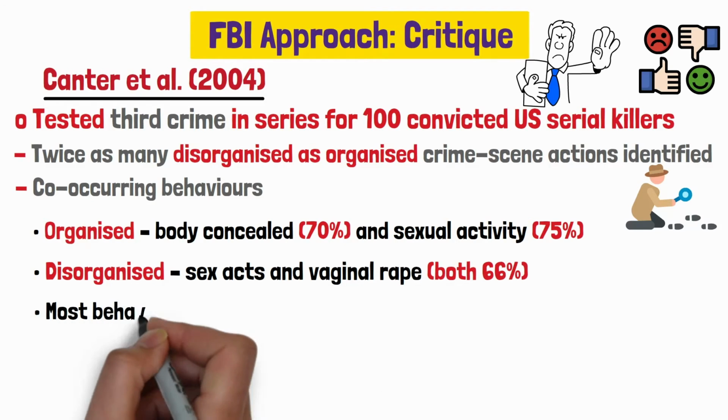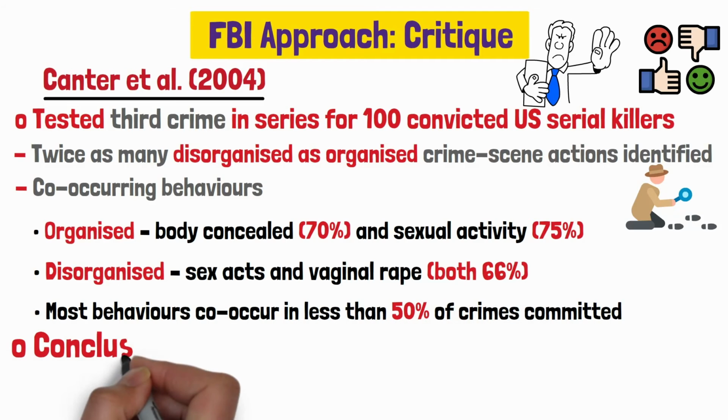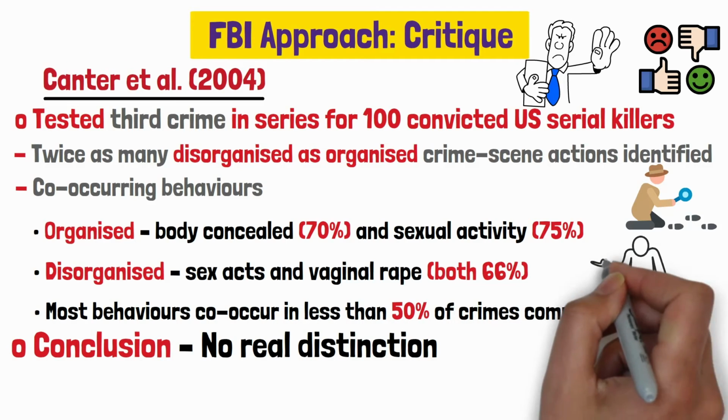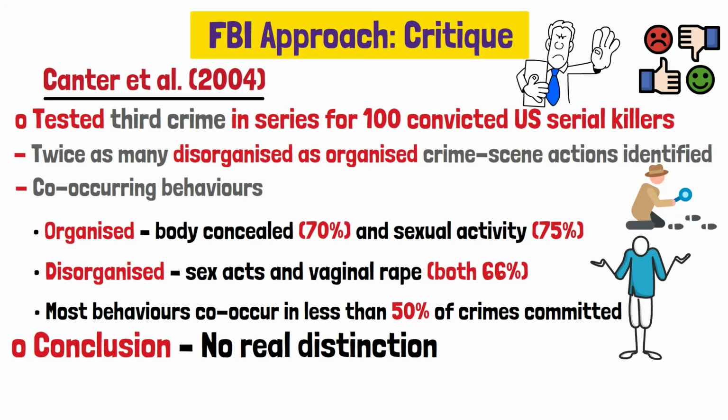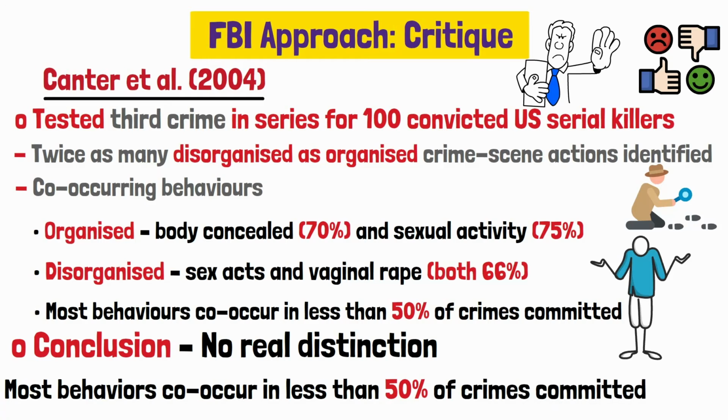Most behaviours co-occur in less than 50% of crimes committed. The conclusion they could draw is that there's no real distinction between organised and disorganised. In fact, with their research showing that most behaviours co-occur in less than 50% of crimes committed, this challenges the notion of distinct profiles for organised and disorganised offenders.